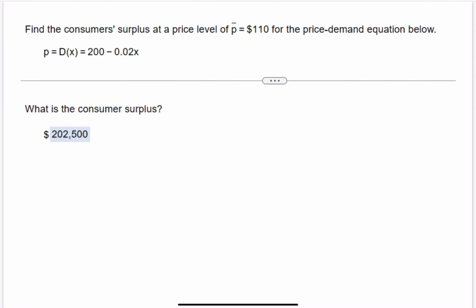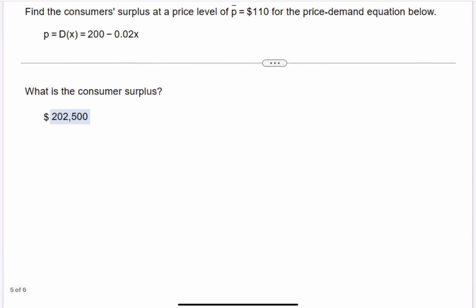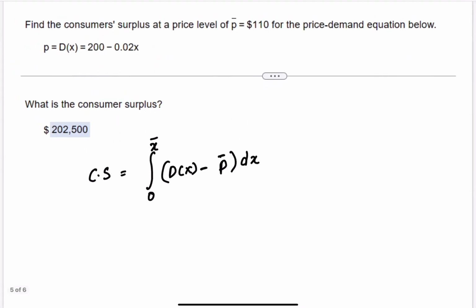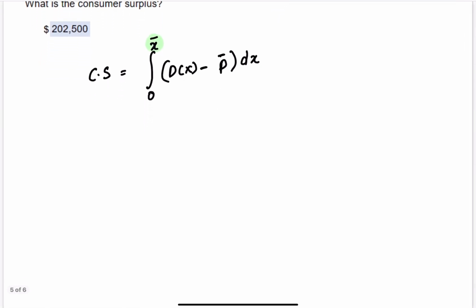So consumer surplus is given by, I'm just going to write consumer surplus as CS. That is given by the integral from 0 to x bar of d(x) minus p bar, and the whole thing dx. Now, this is the formula. Very good. Let's go back here. And if I look, I have my d(x) and I have my p bar, but I don't have the x bar. Now to do that, I have to know what each of them is.